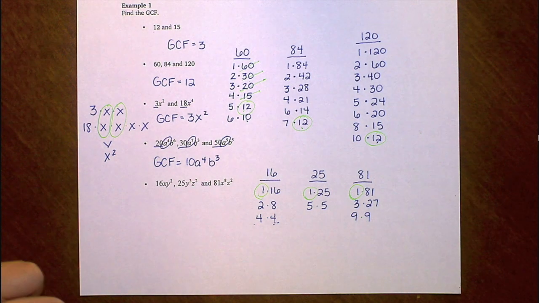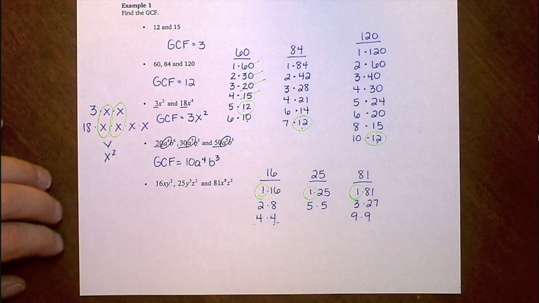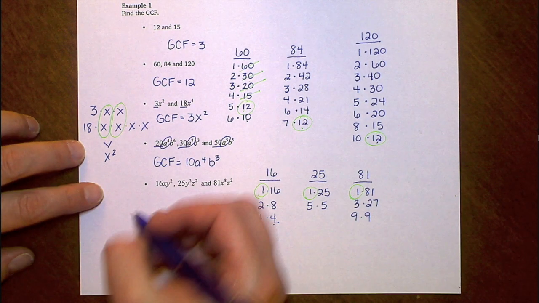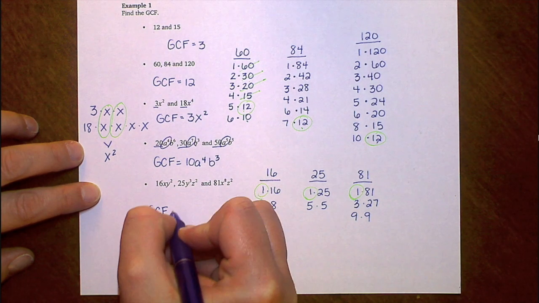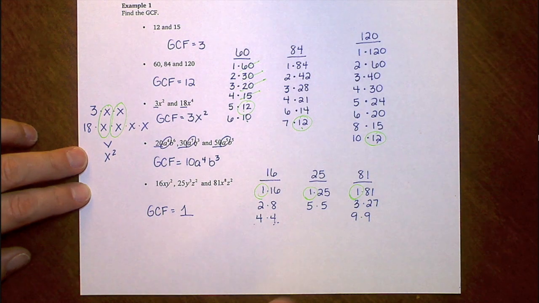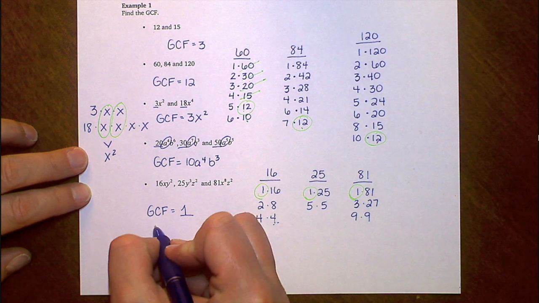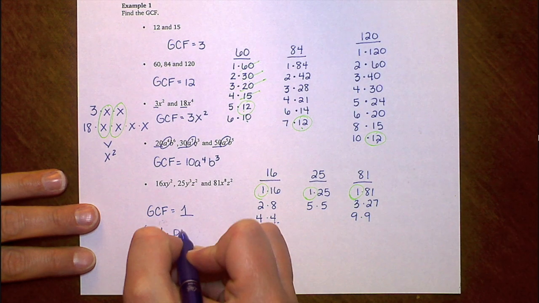And in order for it to be a GCF, it has to work in all 3 of them. So there's no letters, and the only common factor we have here is 1. If you were really pressured to give a GCF, you could say that the GCF is 1 here with no letters attached. But we can also call this relatively prime.